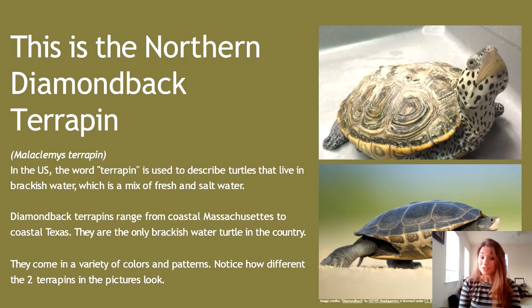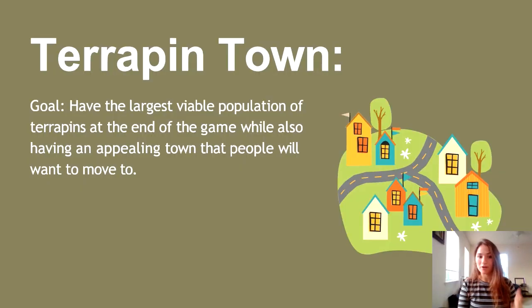So this is the northern diamondback terrapin, and their range can actually be found from Massachusetts all the way down to Texas and primarily in the Chesapeake Bay. Students during the activity will have the goal of creating a development plan for a new town on the banks of a brackish water river, where their goal is to have the largest viable population of terrapins at the end of the game while also having an appealing town that people will want to move to.